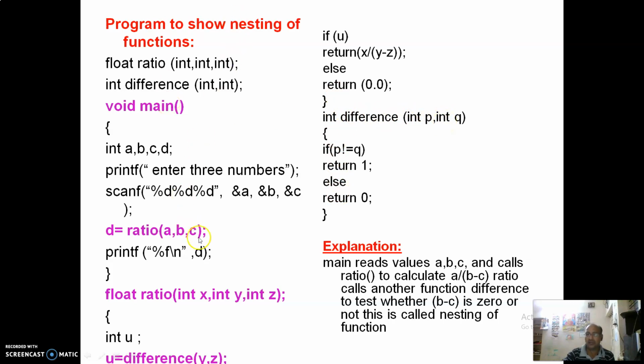See here, first the compiler executes this one. The ratio call came here, the function jumped to the definition of ratio. Inside it, the difference call is there. In this line, the compiler jumps to the difference definition. After completion of the difference, it comes back to u = difference(y, z). If u, return x/(y-z), else return no. After completion of this, the compiler jumps back to here. This is the nesting of functions.